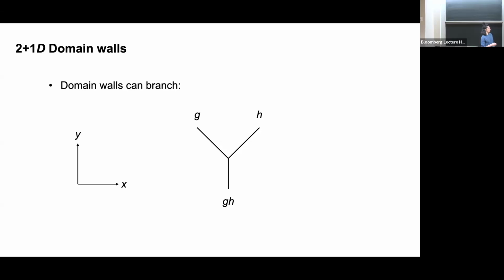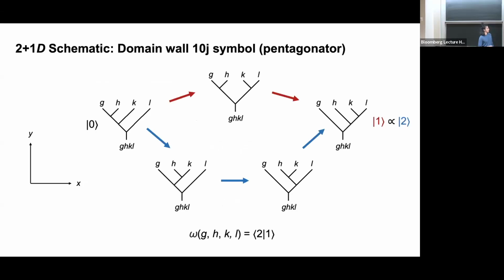Okay, so let me just point out that from here on out, whereas previously we had space-time diagrams, now both the vertical and horizontal axes are spatial directions. And so this picture is a picture of a spatial domain wall configuration. Okay, so the question is, what is the analog of the F symbol in one higher dimension? And the answer is that the analog of the F symbol is something called a 10J symbol.